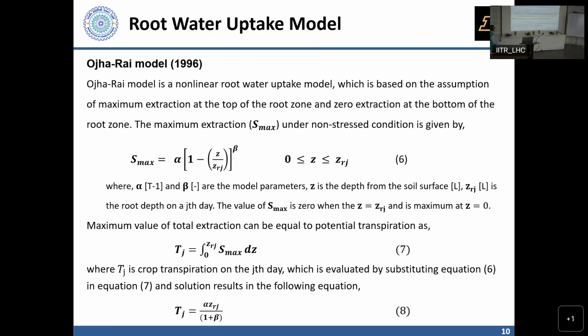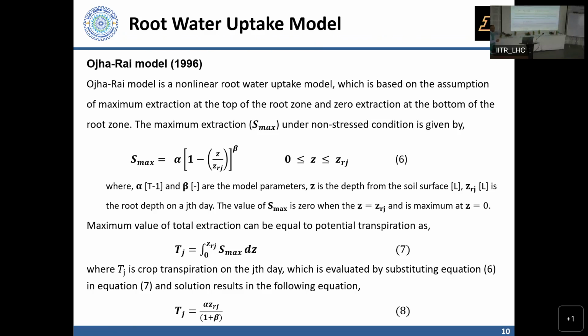And we know that when I sum it up, the transpiration needs, that means the leaves transpire, whatever amount the leaves require, they get it from the roots. So whatever the evapotranspiration needs are, they are met by the roots. So the integration of this over the root length will be equal to the transpiration Tj, where Tj is the crop transpiration. J here we have used for the day.